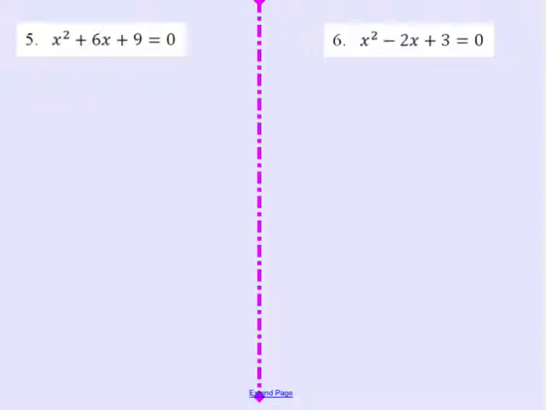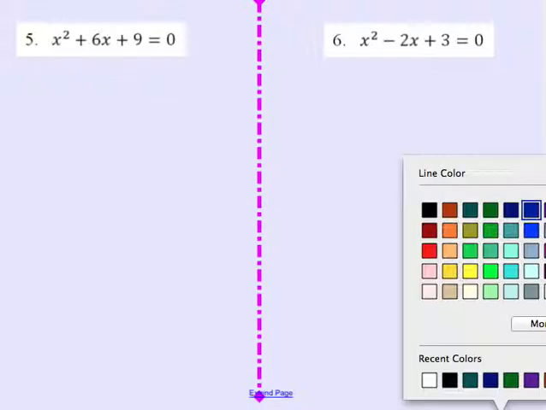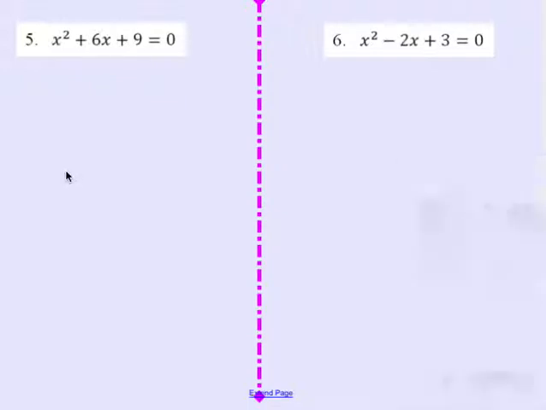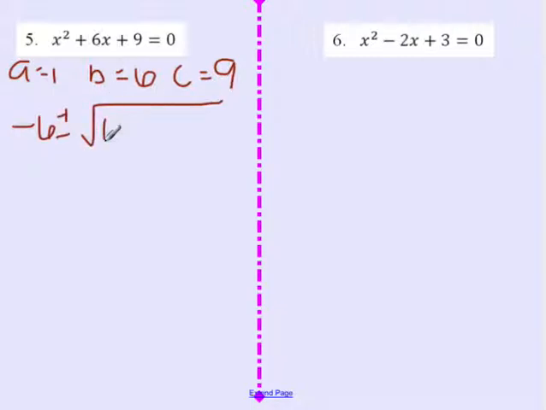Let's take a look at a couple of last examples here. So let's take a look at number 5. For number 5, our A is equal to 1, our B is equal to 6, and our C is equal to 9. So now we're going to go ahead and plug that into the quadratic formula. So x is equal to the opposite of b plus or minus the square root of b squared minus 4 times our a times our c, all over 2 times our a.